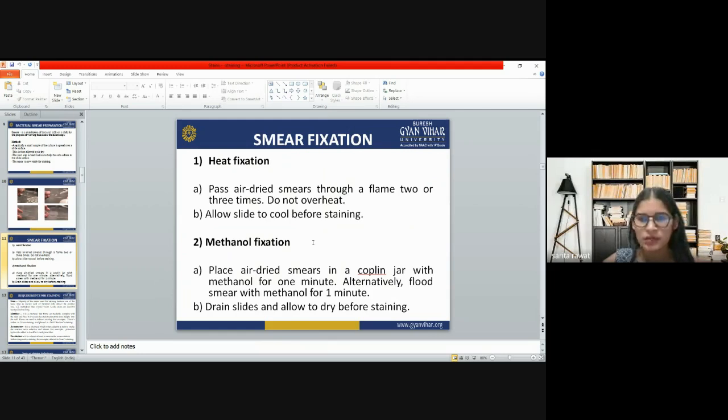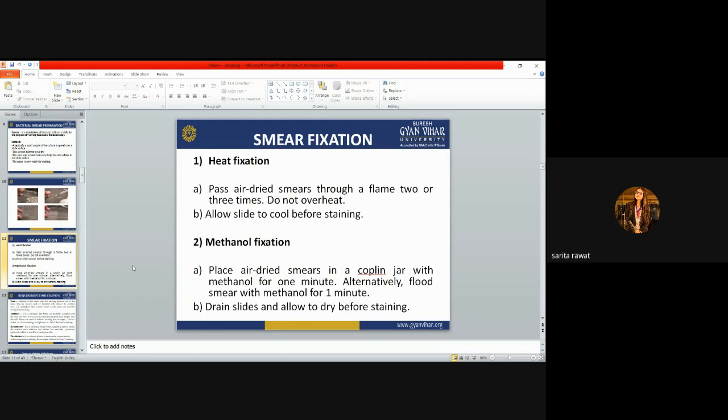Then we have to cool it. Then methanol fixation. The second method is methanol fixation. So how can we do this? We have to place the air-dried smear in a coplin jar with methanol for 1 minute. Alternatively, flood the smear with methanol for 1 minute. Then we have to drain the slide and allow it to dry before staining.